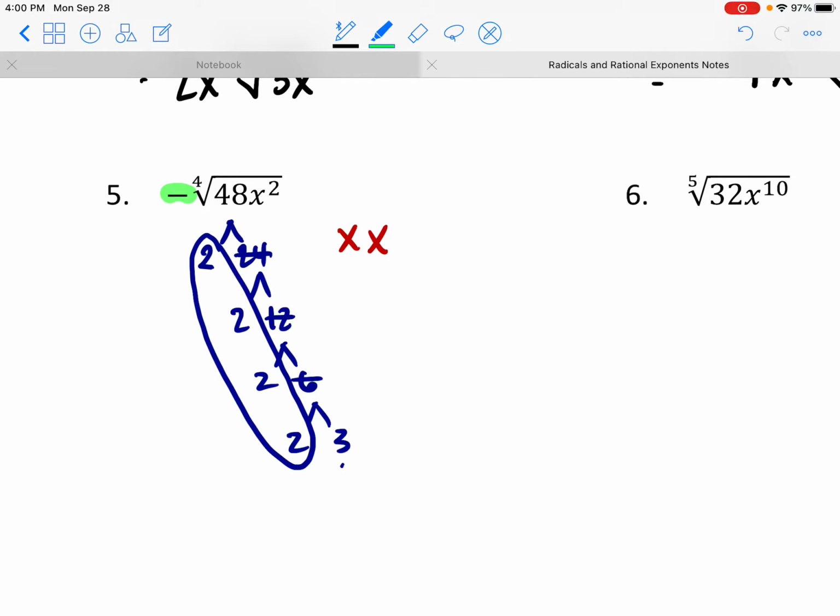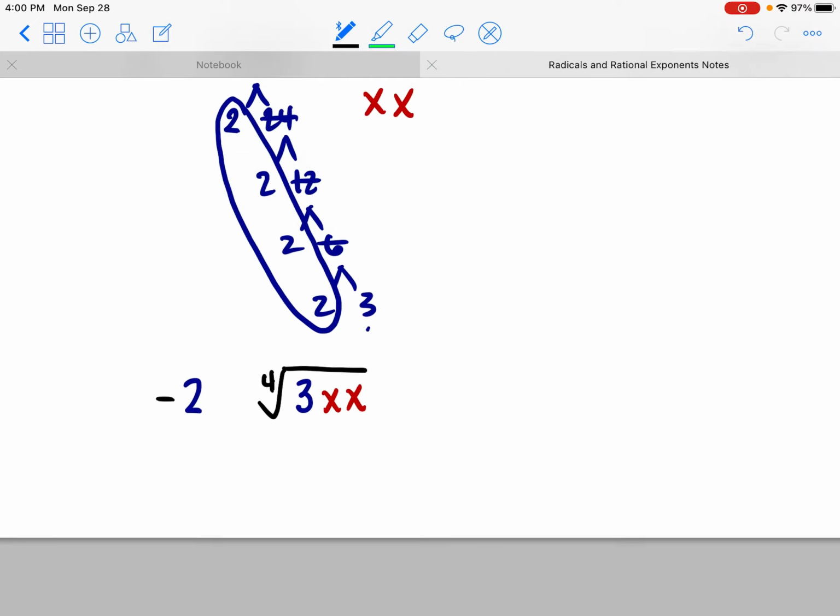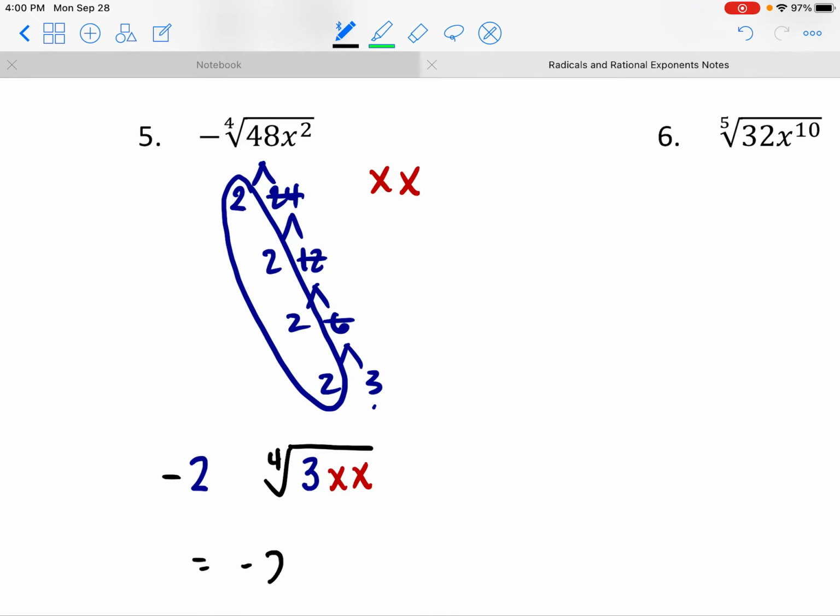Alright, so let's look at our problem here. We got a negative, that's got to stay out there. Okay, so we've got a negative, and then our 4th root. Alright, we said we're going to take out a 2, and that we would have a 3 left inside, and that those 2 x's ungrouped, we're going to have to stay inside. So that's going to make our final answer negative 2 times the 4th root of 3x squared. Okay, again, that's a little far away.